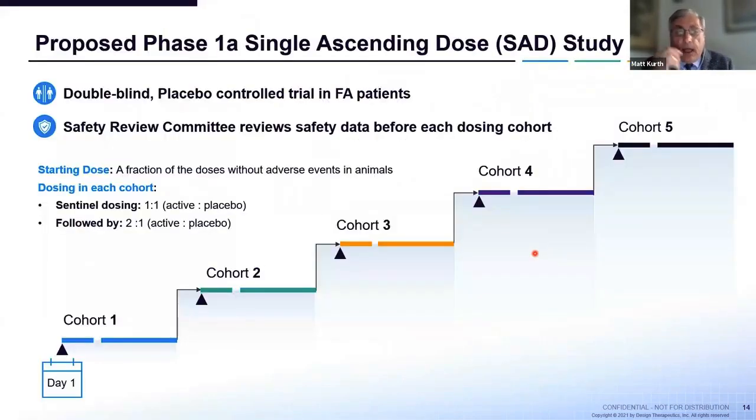The FDA has very strong guidance. They like to see double-blind placebo-controlled trials. They like to have what's called sentinel dosing, which means that before a group of patients is fully treated, we start with one active and one placebo patient, see how they are tolerating the drug over the first few hours and maybe a day or so. And that data is always reviewed before enrolling the rest of the individuals. At the end of each cohort, and in this case, the proposal would be 5, but it could be more, could be less.